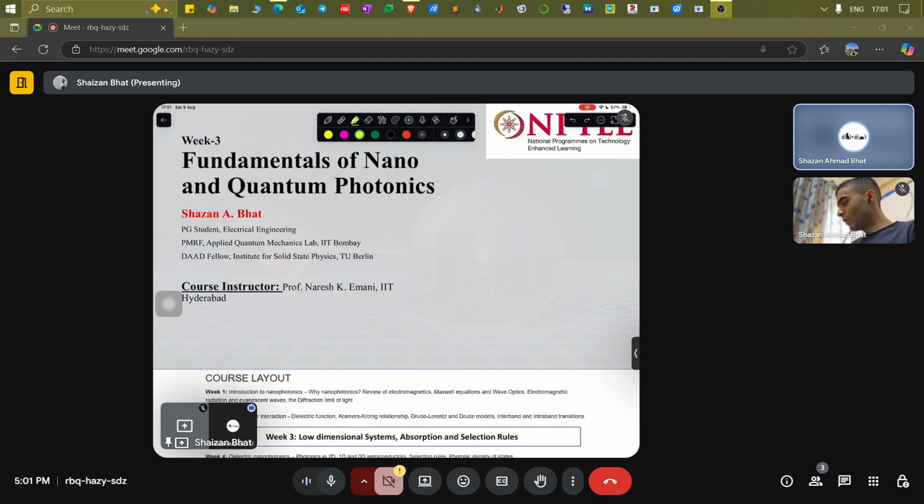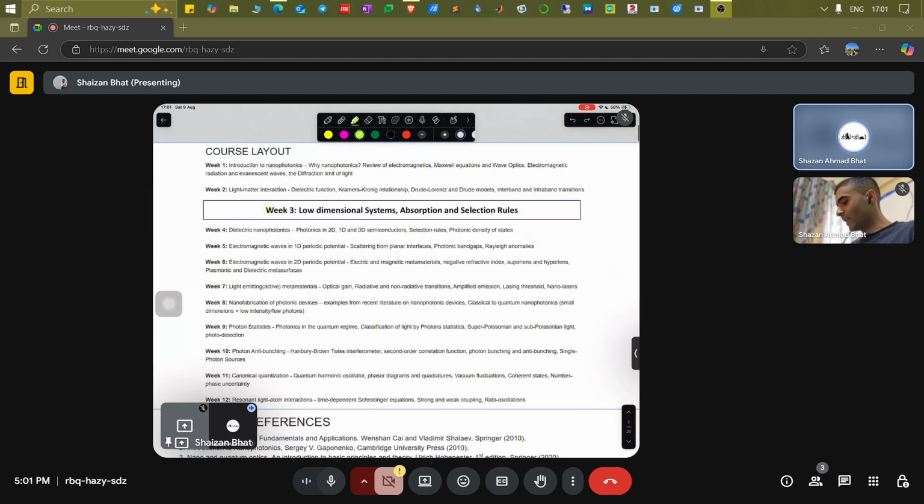And today, we are into week three, and we are going to cover low dimensional systems and how absorption takes place in these low dimensional systems. We are going to talk about selection rules, which are the rules governing the transitions in semiconductors, quantum wells, quantum dots, or systems having different energy levels, mostly discrete energy systems. So this is the rough outline of what we are going to cover.